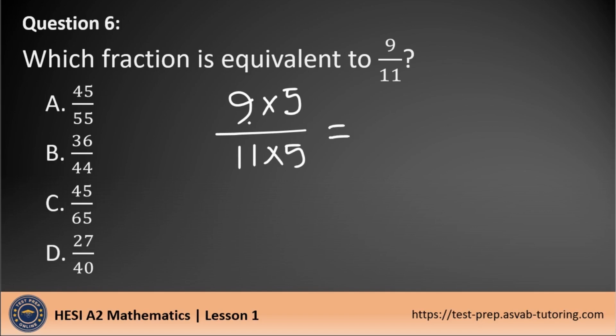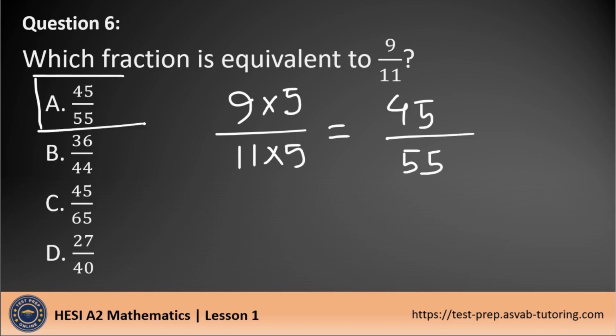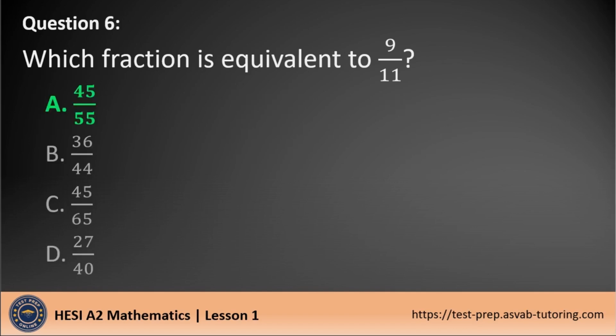So now check the answer. 9 times 5 equals 45, and 11 times 5 equals 55. So the equivalent fraction of 9 divided by 11 is 45 divided by 55. Let's check the answer for question number 6. So here the answer is A, 45 divided by 55.